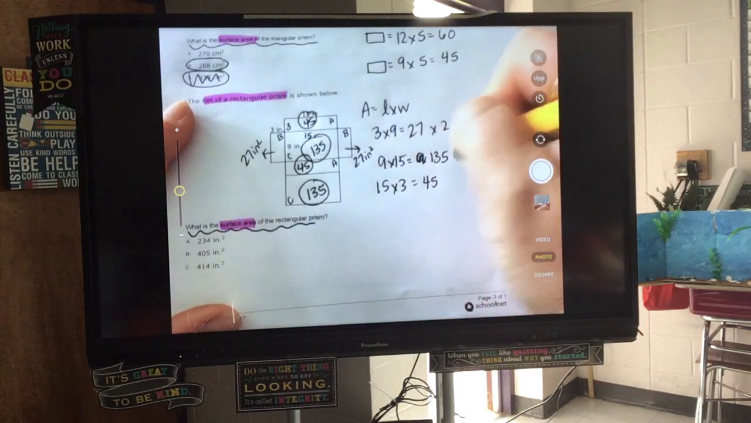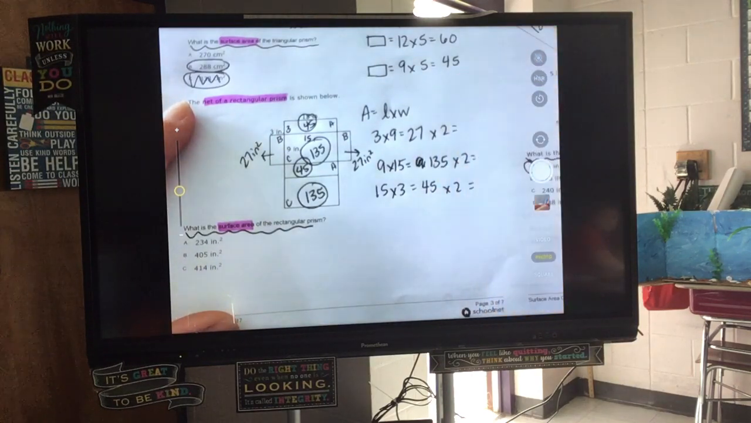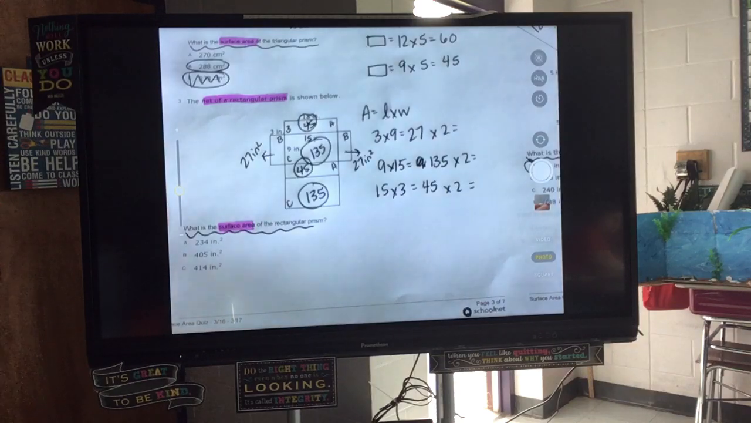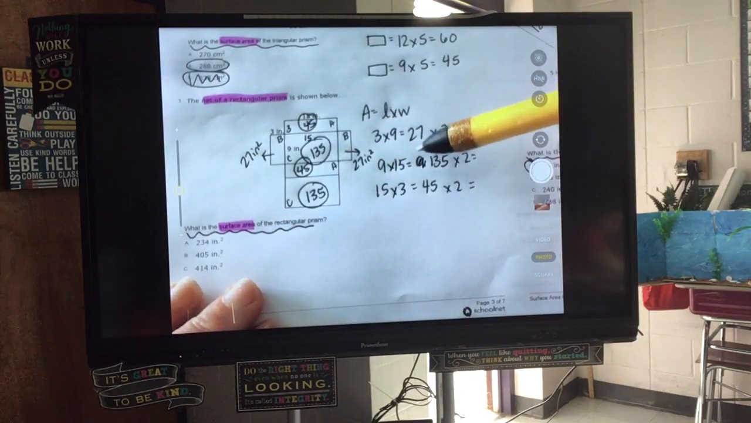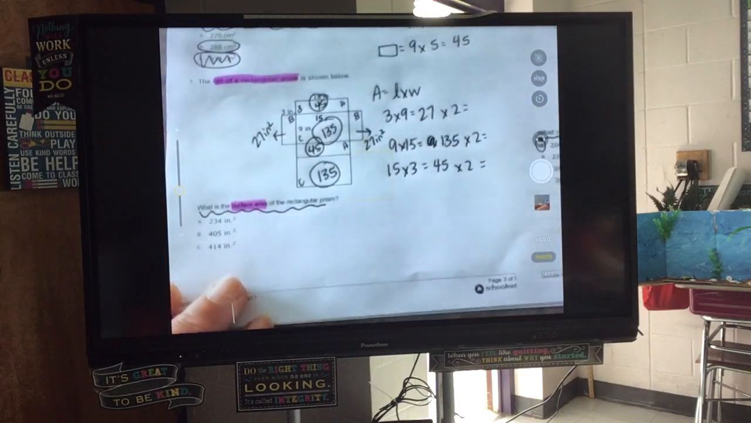So you can do one of two things. You can multiply all these by 2, and then add up your totals, or you can just do 27 plus 27 plus 135 plus 135 plus 45 plus 45. When you have your answer, please stand up.